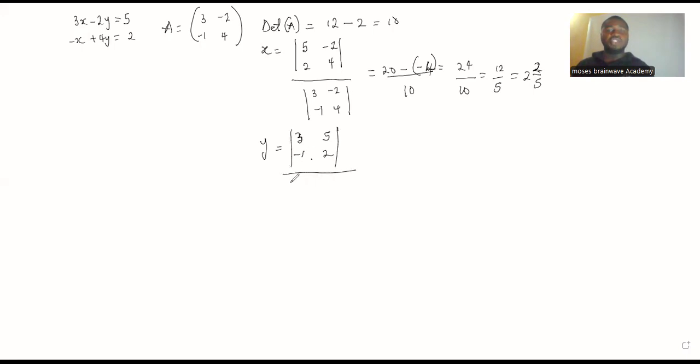Then what I have in the denominator will be 3 minus 2 minus 1 and 4. And that determinant, we have already obtained that as 10, which is here. So this and this will give us 6. This multiplied by this, 6. Then this minus this multiplied by this is going to be minus 5. So this is 11 all over 10. And similarly, this is just one whole number, 1 all over 10, right? 1 all over 10. So that is straightforward.